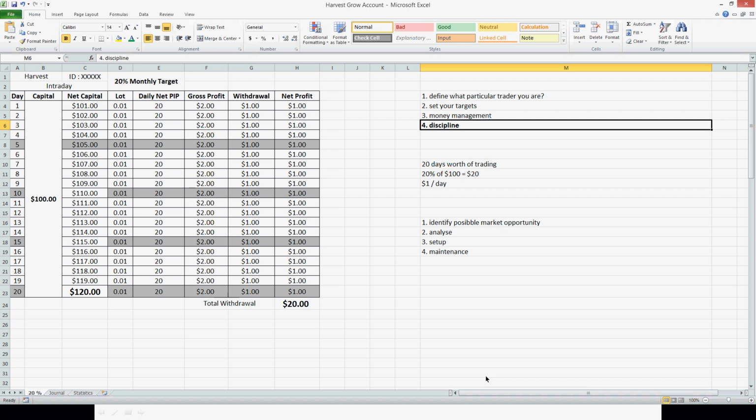You come up with a plan, define what particular trader you are, set your targets, your daily targets, your monthly targets, your yearly targets, and then find the right setups for you. You deal with the money management, and you have to discipline yourself. So I think that's it for today.